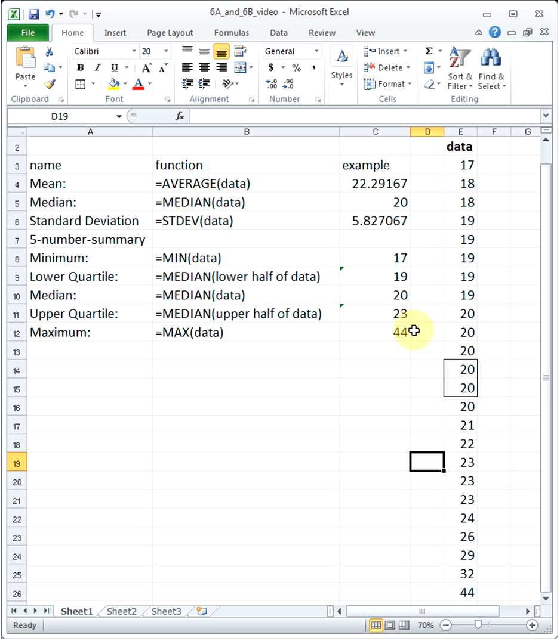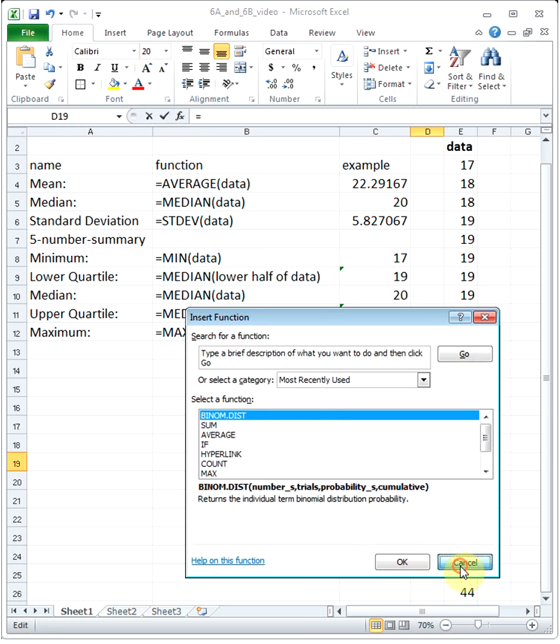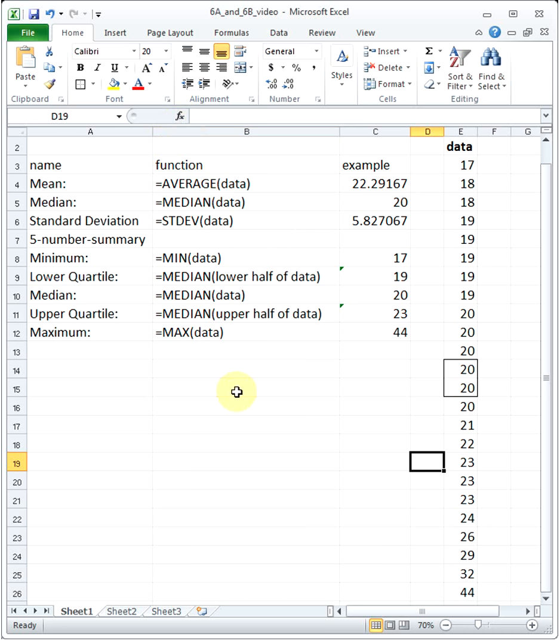So that's an overview of Excel. There are other ways to do these functions. You can use what's known as the function wizard button, which I didn't demonstrate in this video, but you get to it by going to the FX. And I know there's other ways.